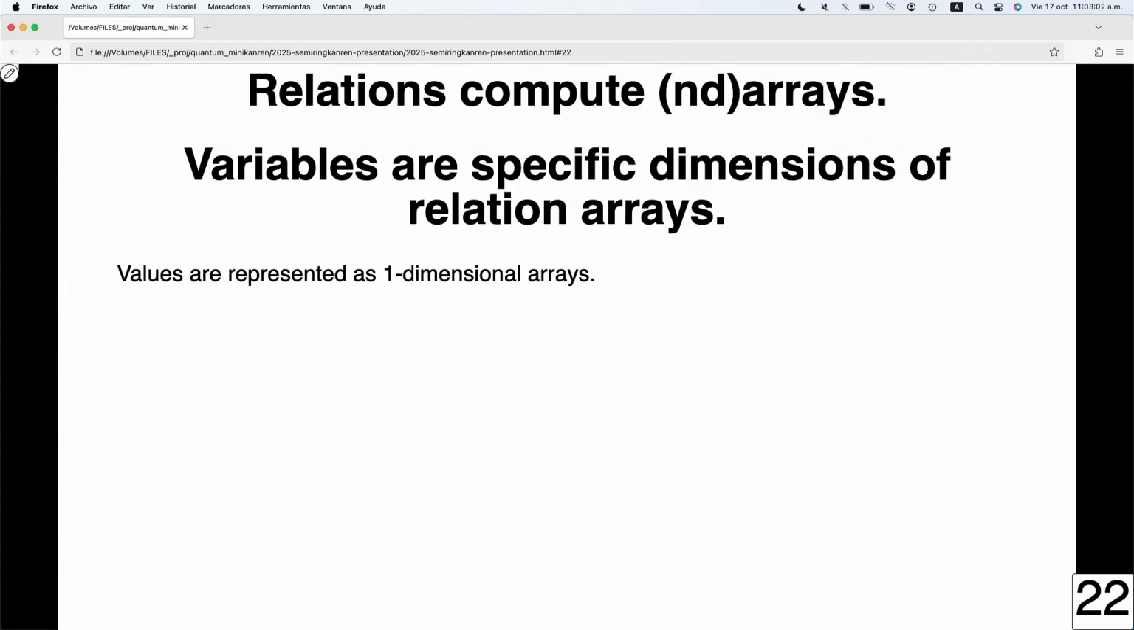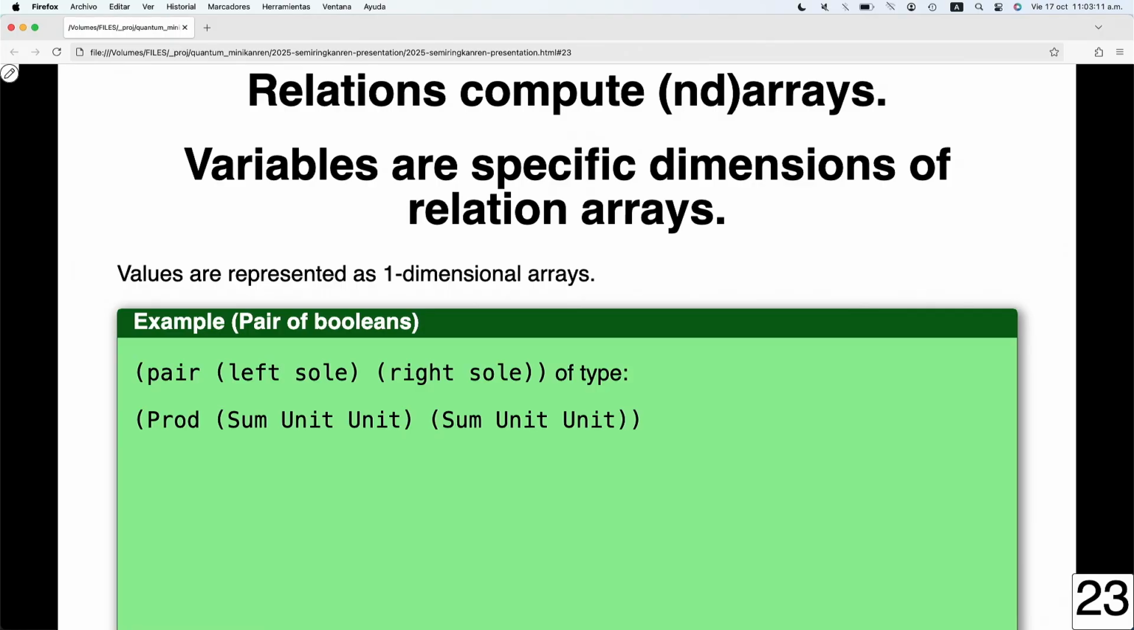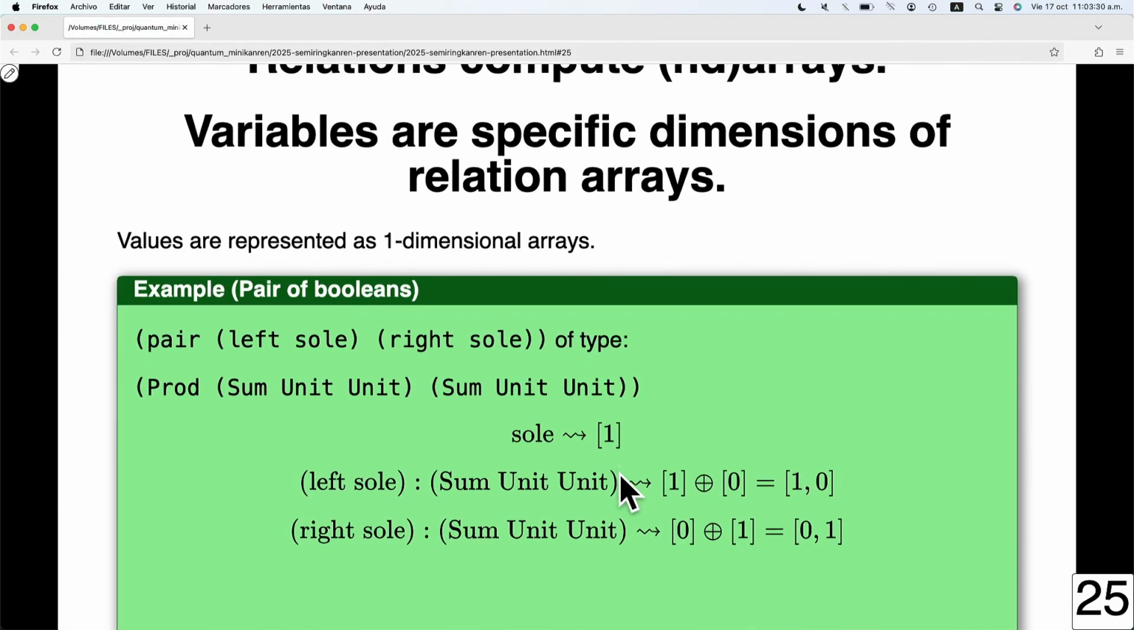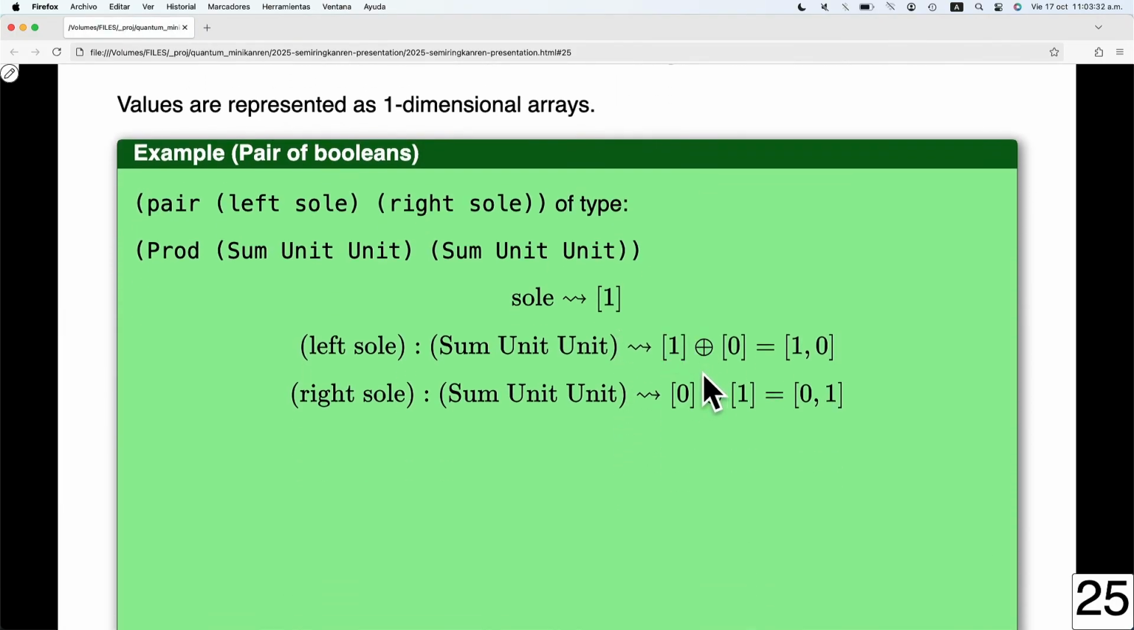If one dimension of an array is a vector, we need a way to represent values as one-dimensional arrays. For example, I'll use this pair of Booleans value, and we'll see how that gets translated to an array, because it shows all of our different types. So pair left sol right sol is a prod of two sums of units. Sols just get compiled to the vector of a single element with the one element of the semiring. Left and right gets translated to direct sum of vectors.